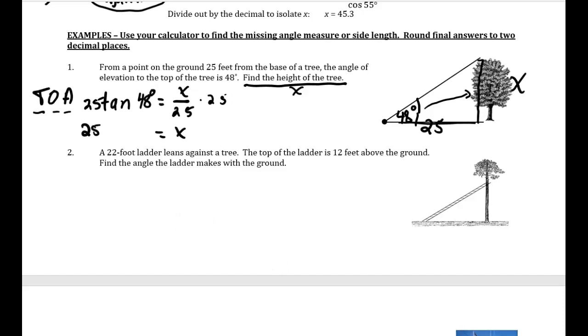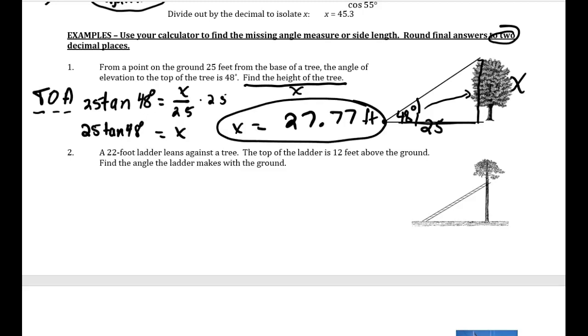so that our answer should be whatever this would evaluate to be on your calculator, which I need to now plug in. So that our final answer, we got 25 tangent 48 is 27. What did I do here? Round final answer to 2 decimal places, 27.77 feet.